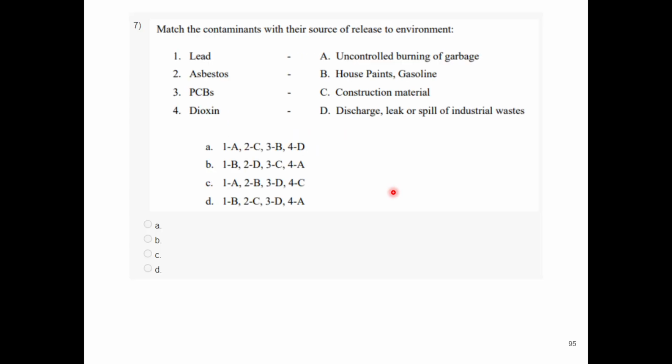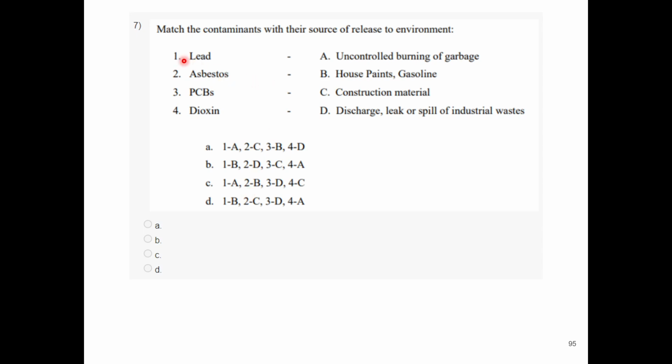Okay. Seventh question, match the contaminants with their source of release to environment. 1, lead, 2, asbestos, 3, PCBs, 4, dioxin, and the source of release to environment is A, uncontrolled burning of garbage, B, house paints, gasoline, C, construction material, D, discharge, leak, or spill of industrial waste. Okay, so which is the correct option? A, 1A, 2C, 3B, 4D, B, 1B, 2D, 3C, 4A, C, 1A, 2B, 3D, 4C, or D, 1B, 2C, 3D, 4A. Okay, A, B, C, D, out of which is the correct option?